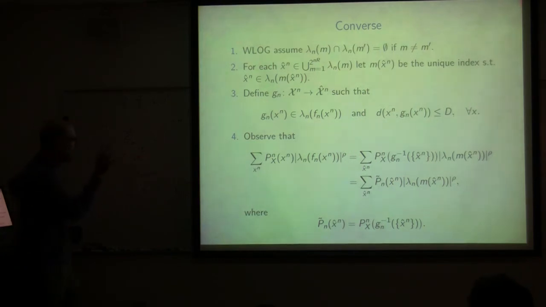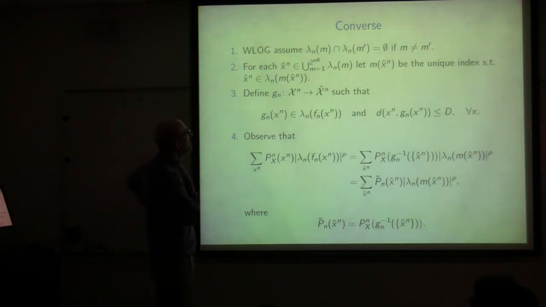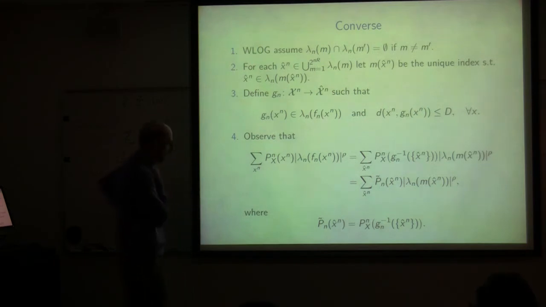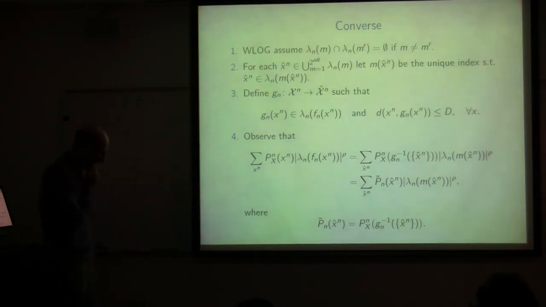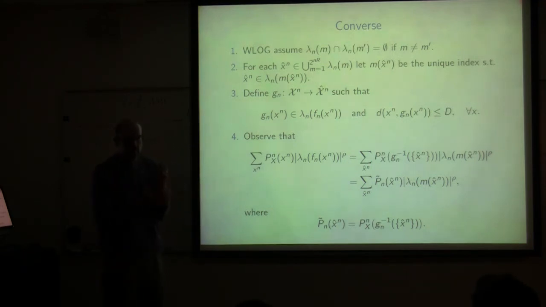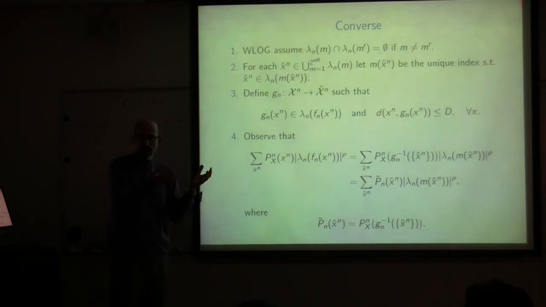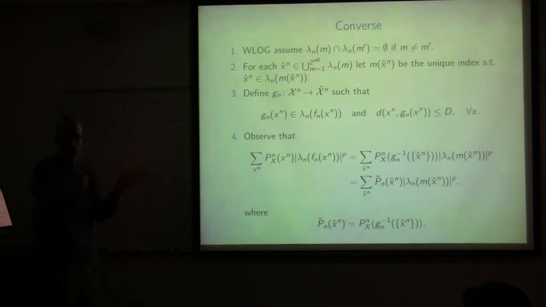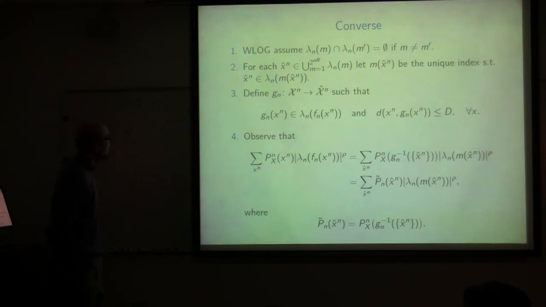All right, so let me just give you the idea of the converse for this result. The problem is, of course, that we want to use this wonderful lemma. But the moments that we're looking at have to do with the reconstruction alphabet, and the probabilities that we're given are related to the source alphabet, X. So somehow you need to map one into the other. Let me show you how to do that.